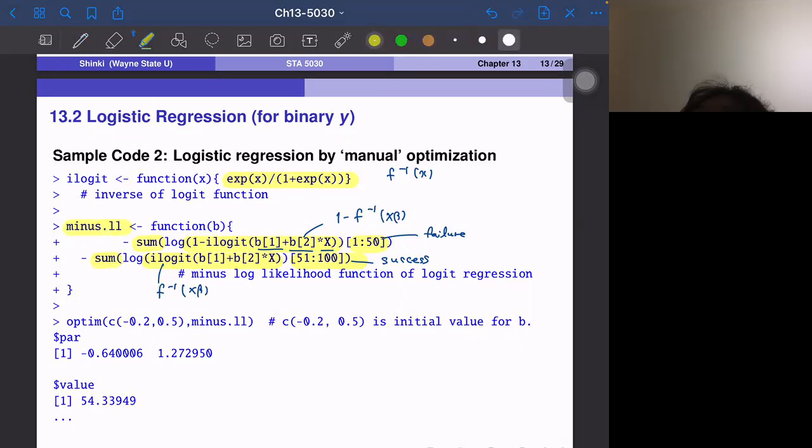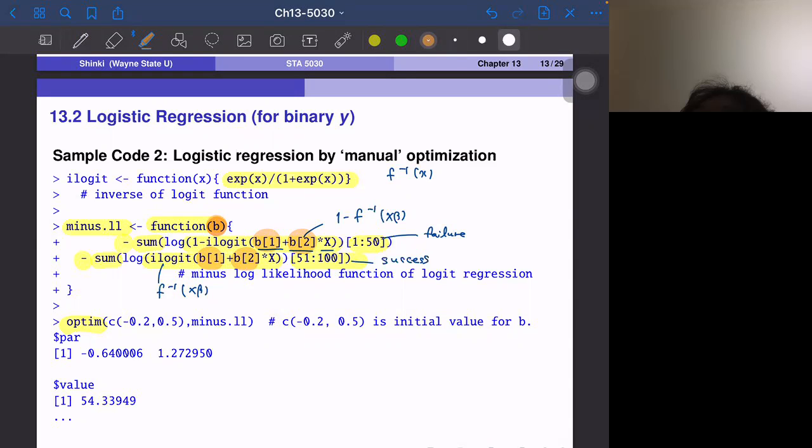But we define the minimum log likelihood because the optim function in R is a minimize function, not a maximize function. So we want to maximize likelihood, so we define the negative log likelihood, and we want to minimize the negative log likelihood. So here, to define the function, the technique is that we should have only one input, b. To make b a vector, we use b of 1 and b of 2. Yeah, so this is necessary coding if you want to use the optim function.